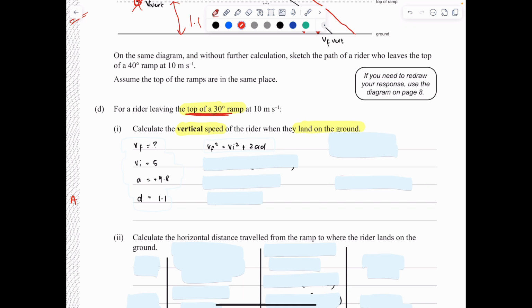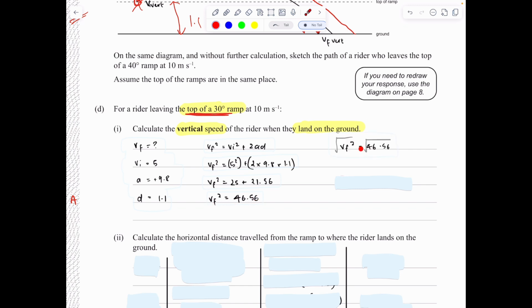Next, based on all these values, the equation that I'm going to use is this because it's got the most values in it. By plugging everything in, we've got VF squared, which is unknown, equals 5 squared, which is our initial velocity, plus 2 times 9.8 times 1.1, which is the distance. Let me simplify: 5 squared is 25, and 2 times 9.8 times 1.1 is 21.56. Now I can add these together, and that gets me 46.56.